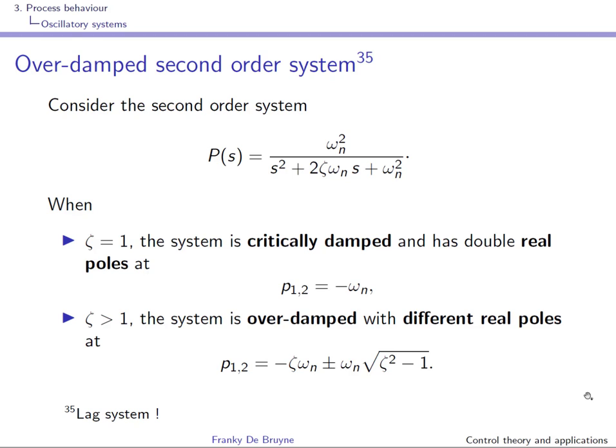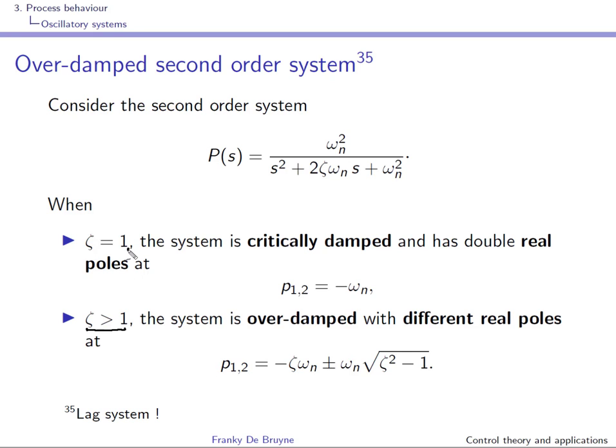In the previous slide we had considered a zeta between 0 and 1. If zeta is larger than 1, the system is overdamped and we have different real poles. These are these real poles, and then you can see this type of system as the succession of different first order systems in series, and we have considered that type of system before.